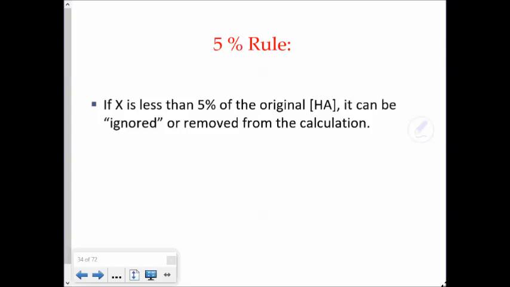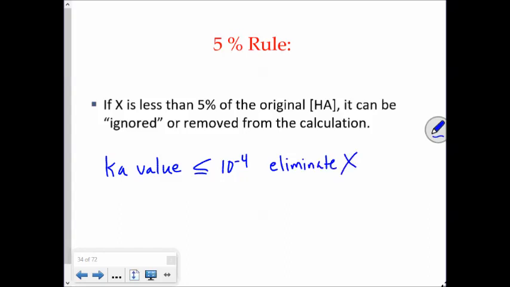The first thing I look at is the Ka value. Okay? If your Ka value is less than or equal to 10 to the minus 4 or so, you usually get to eliminate X. It's when it's around 10 to the minus 3 that you usually have to graph it. You're not going to be allowed to eliminate the X.